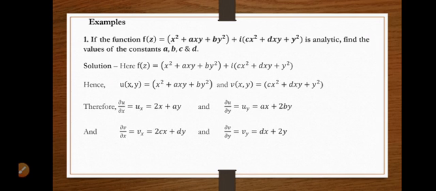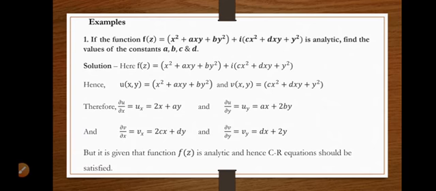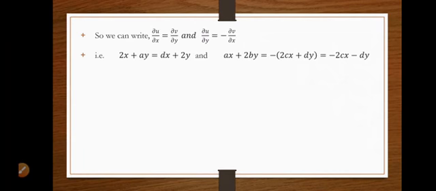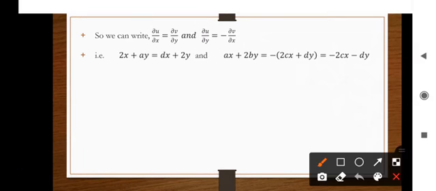Then, since here it is given that the function is analytic, the CR equations should be satisfied, means the four partial derivatives should be in this form, ux equal to vy and uy equal to minus vx. Now you already have these four partial derivative results. Just use this condition and equate the corresponding results. Here, comparing the similar terms on LHS and RHS, we get d equal to 2, and comparing the y terms, we get a equal to 2.